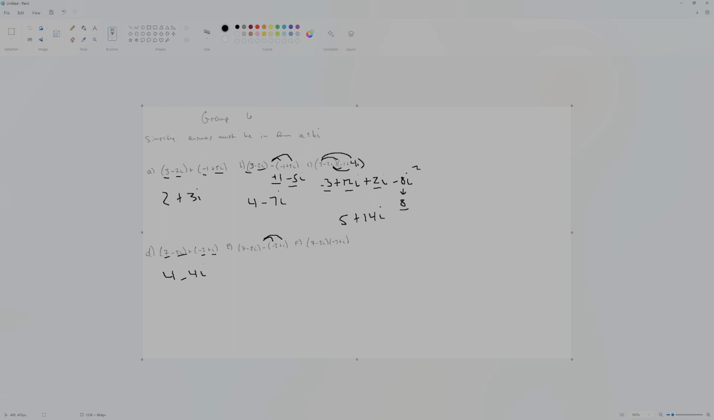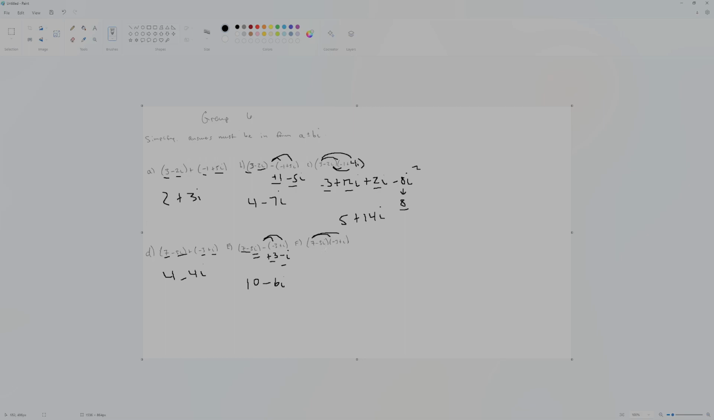Distribute the negative. So negative times negative is positive 3. Negative times positive is negative i. So 7 plus 3 gives you 10. And then negative 5i minus i gives you a negative 6i. And for F, because they're being multiplied, you have to FOIL out.